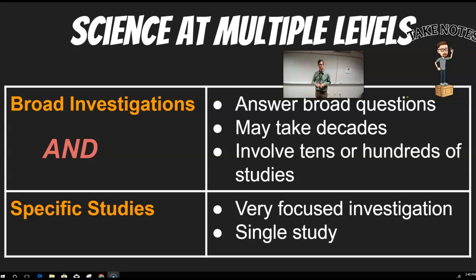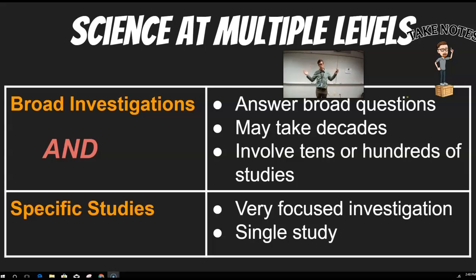And so notice my little take notes fellow up here. Take notes. Okay. So scientists are interested in doing two things at the same time. One is broad investigations. Those are big questions that may take decades and involve tens or hundreds of studies at a minimum to try to answer. So something like, how do new species form? It's a huge question, right? How are traits passed down from one generation to the next? That's been going on for about 200 years now.